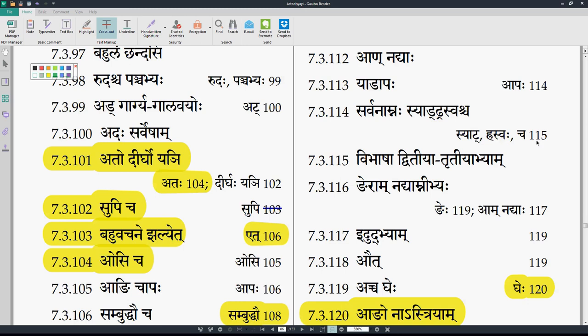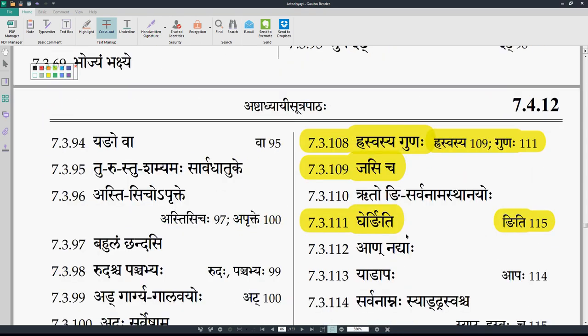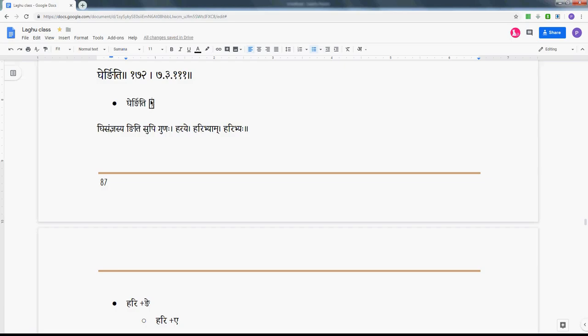Let it be. So, from supi cha there is an anuvritti here. Gher niti supi gunah. So we have our anuvritti, supi gunah. Gunah is the adesha. Supi pratyaye pare, saptami ekavachana, and ghehe is sthani shashthi ekavachana, and niti. Niti supi pare: the sup pratyaya which is nit, nyakara it yasmin, sup pratyaya, sah sup pratyayah, nit pratyayah. And niti tasmin niti pare, ghe ranga angasya gunah bhavati.